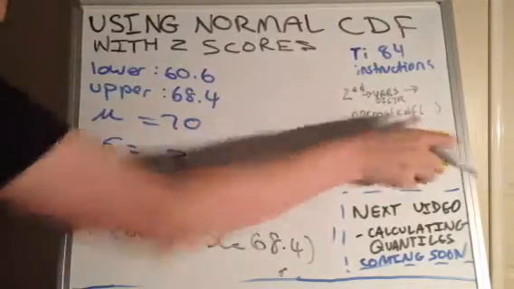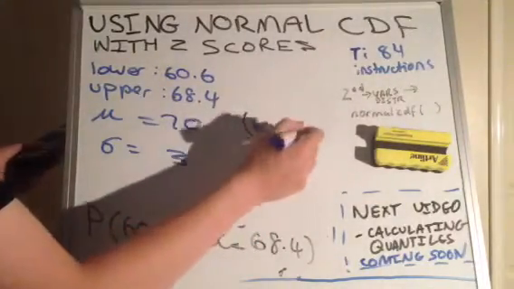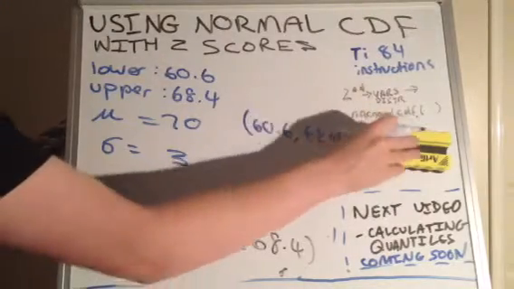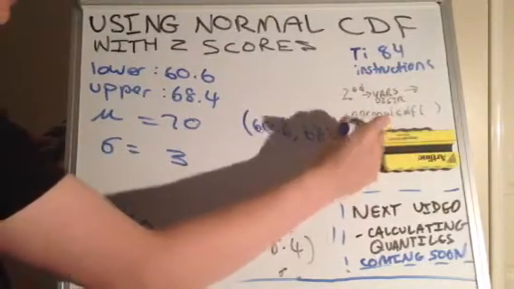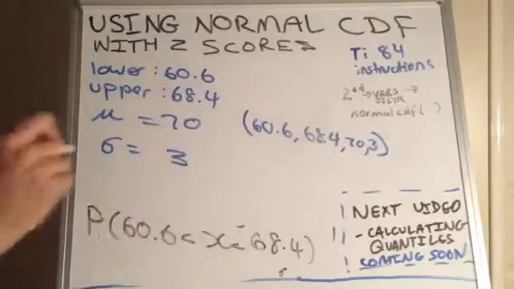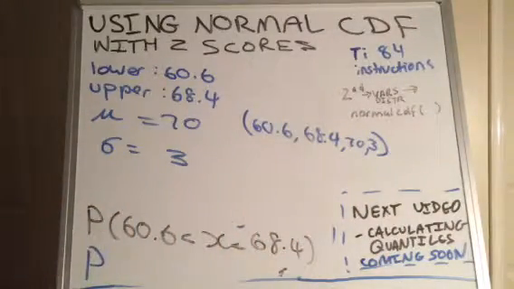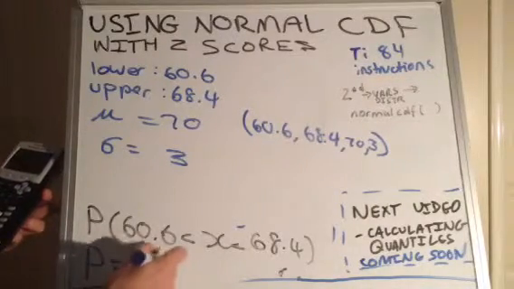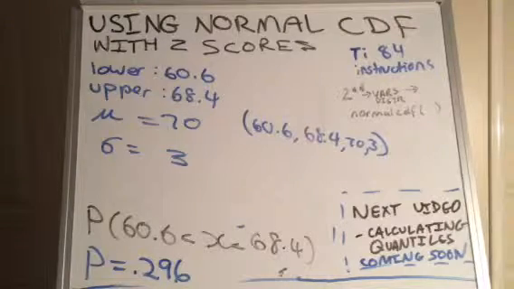And again, if you have the old ROM, it would look very similar. It would just be in brackets: 60.6, 68.4, 70, and then 3. So when we actually plug this into our calculator and work it out, 60.6, 68.4, 70, and 3, get paste, and the probability is going to be equal to 0.296. And again, that essentially tells us the likelihood of a variable being in that interval.